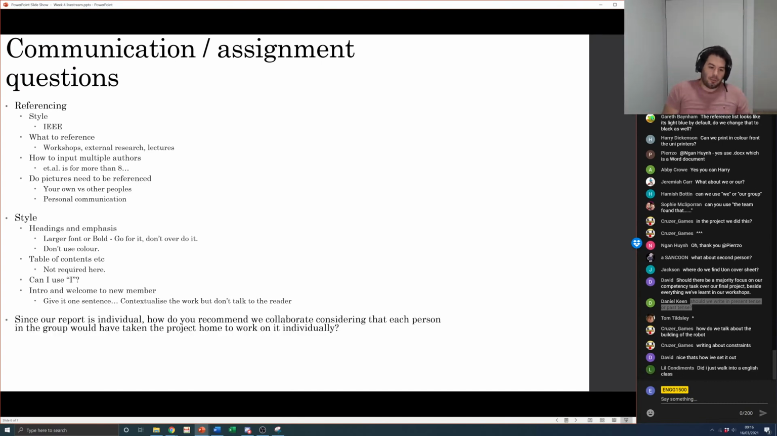All right, since our report is individual, how do you recommend we collaborate considering that each person in the group, I took this directly from Discord because I thought it was well phrased. How do you recommend that we collaborate considering that each person in the group would have taken the project home to work on it individually? So some teams have coalesced and everybody's working together, and some teams are working 4 people independently and then they're coming together in their workshop. In this scenario, you do your best to represent the teams, okay?